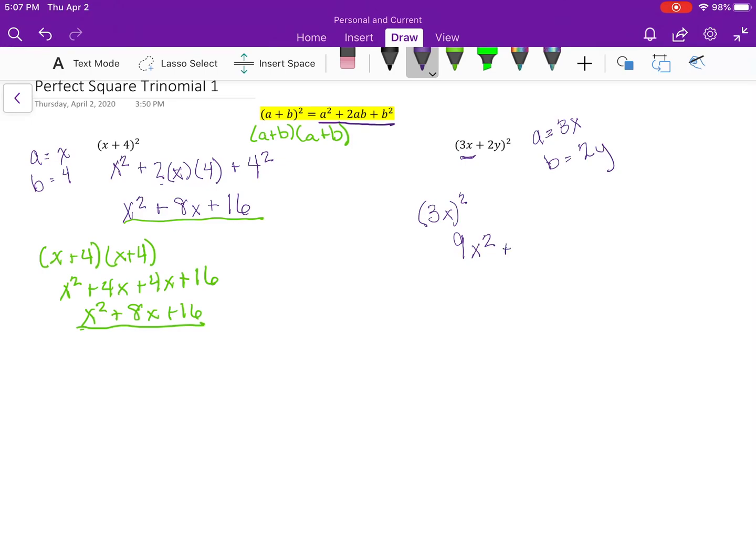Inside I have 2ab. So I have 2 times 3x times 2y. Multiply all my numbers. 2 times 3 is 6 times 2 is 12. And then x times y just becomes xy. Finally, I do b squared, which would be (2y) squared, and following my same process before, 2 squared is 4y squared. Hopefully this will be a quick shortcut for you as you continue on with multiplying.